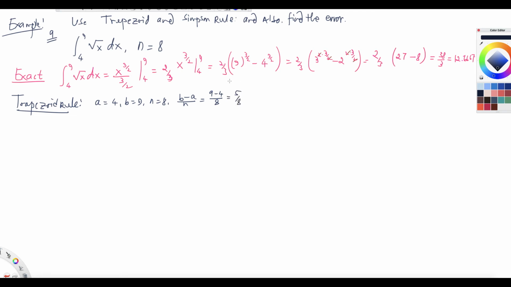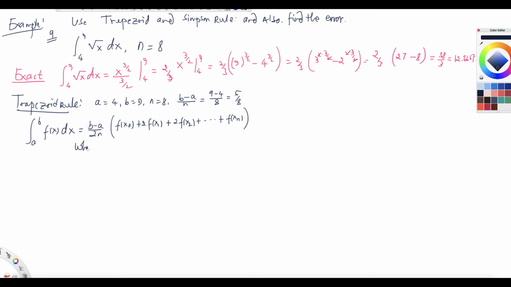Now, what is the formula for the trapezoid rule? The integral from a to b of f of x dx is equal to b minus a over 2n times f of x0. The first and the last terms have just f, the others have 2 times: plus 2 times f of x1, plus 2 times f of x2, and so on, and the last one will be f of xn. That's what the trapezoid rule is.